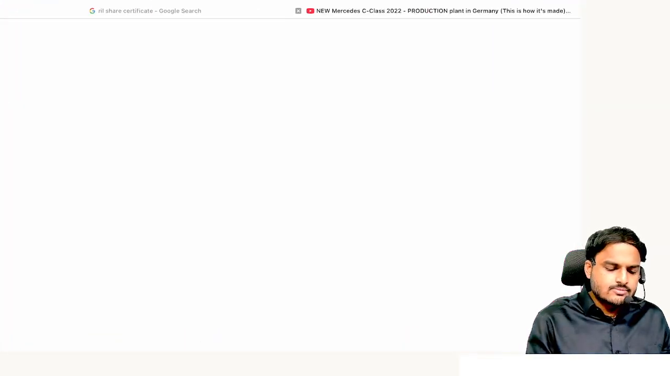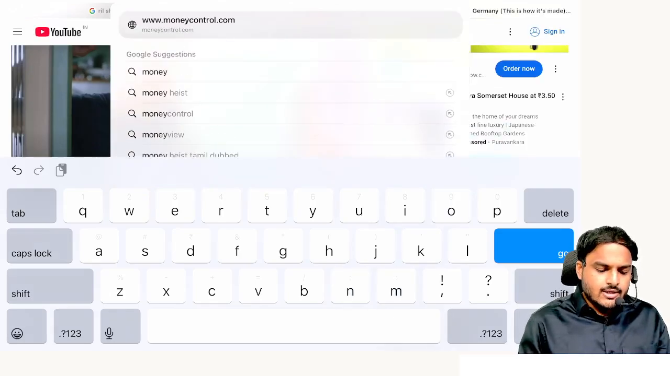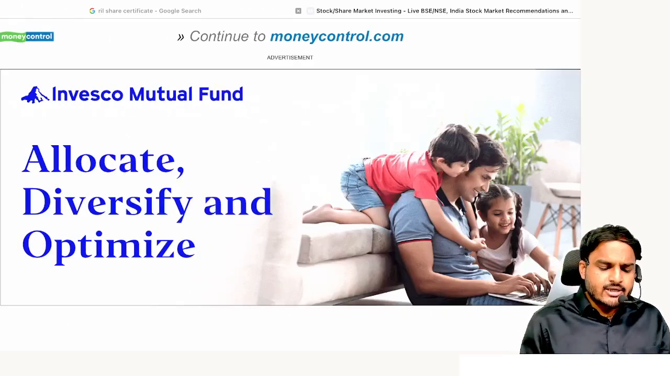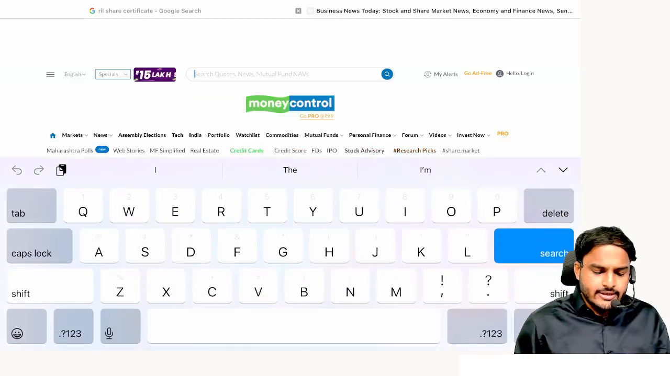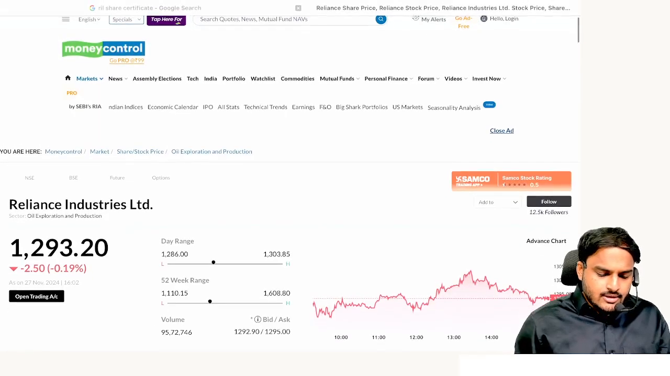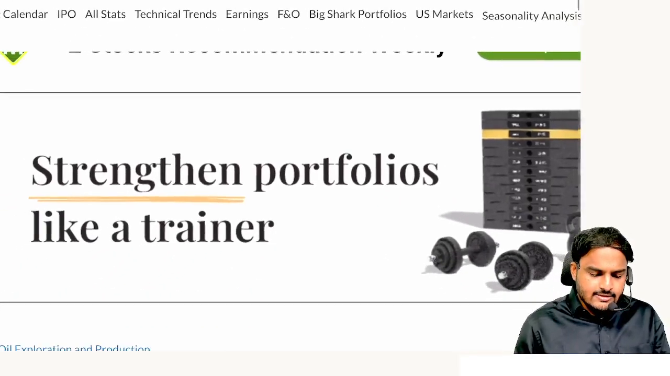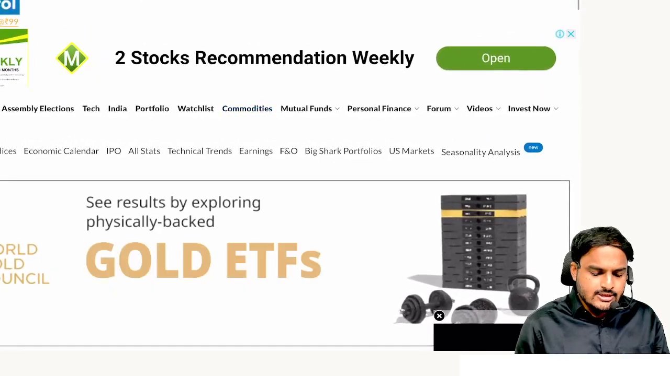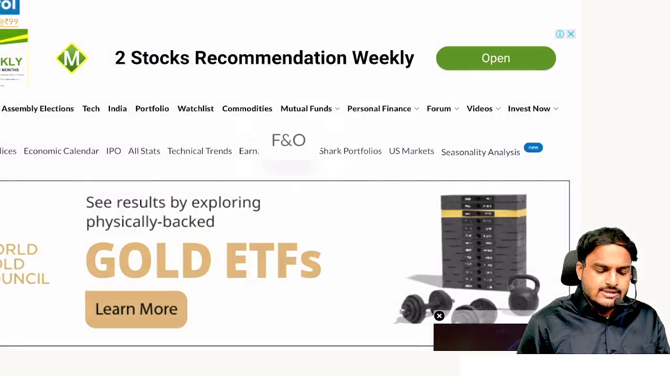I'll show you one small point. We have Moneycontrol. Anyone can install the Moneycontrol app. But one point, don't do trading right now. Suppose you take the Reliance Industries share. In Reliance Industries, can you see this FNO? Here it is, FNO is there. Can you see it? Yeah, can you see this FNO?